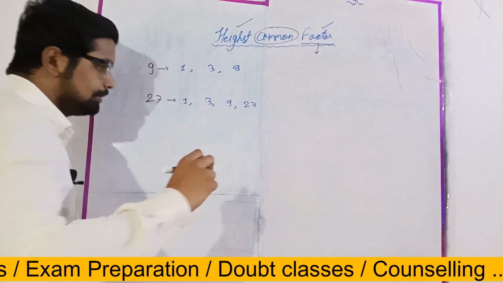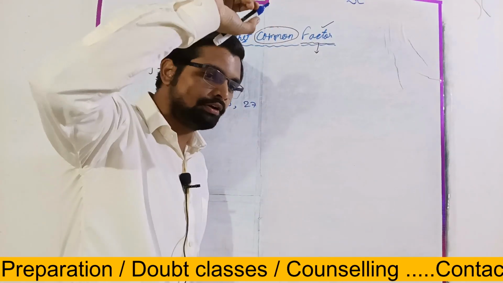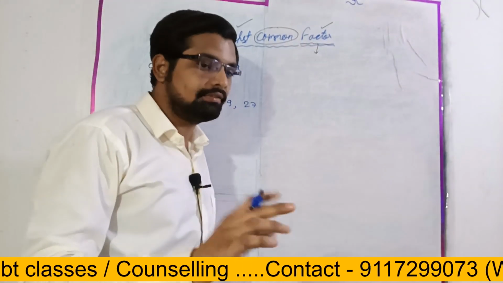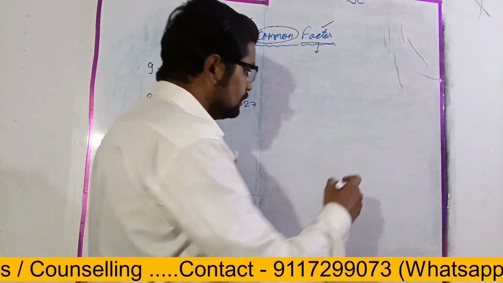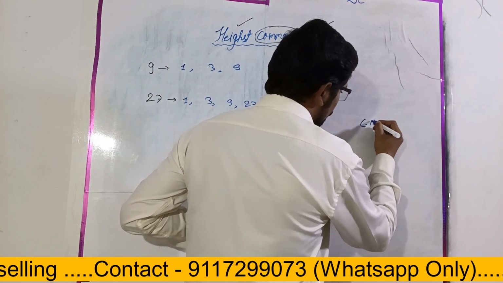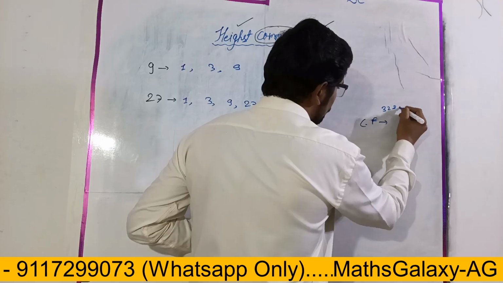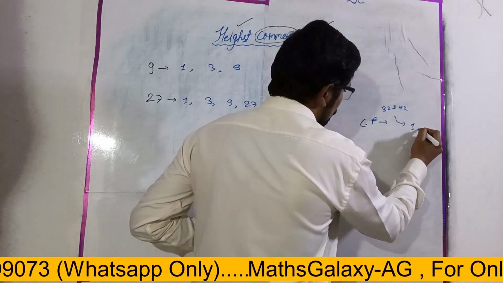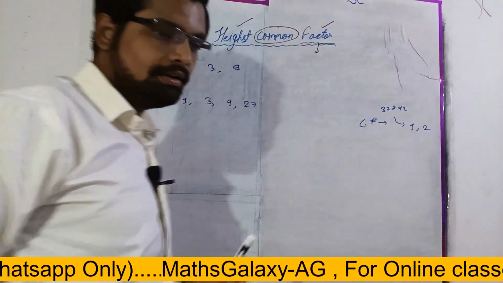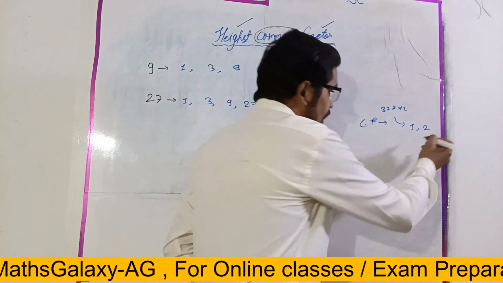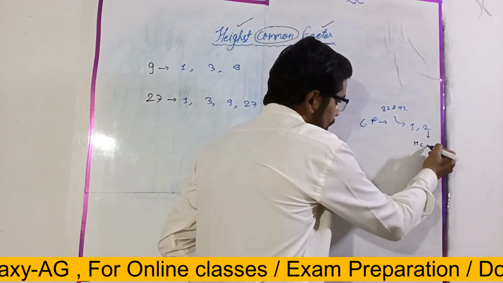Did you remember what the common factors were for 32 and 42? It was 1 and 2, right? Here 2 is the highest common factor, right?